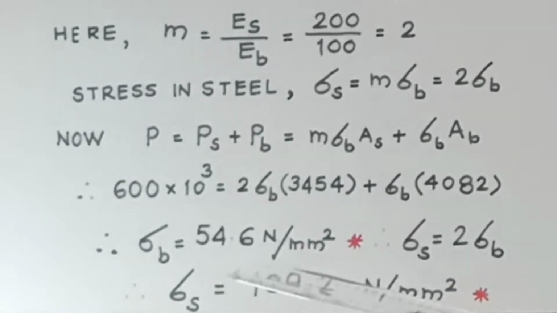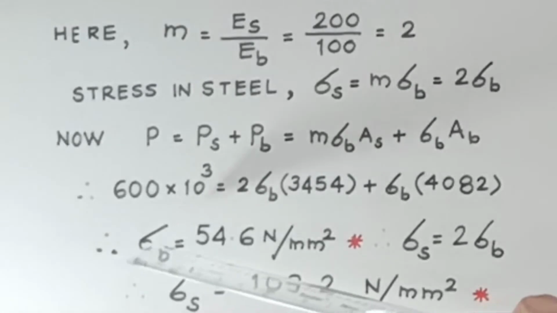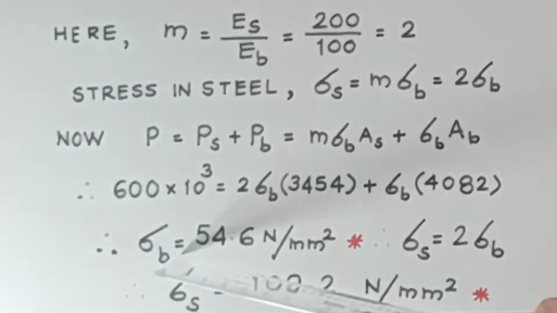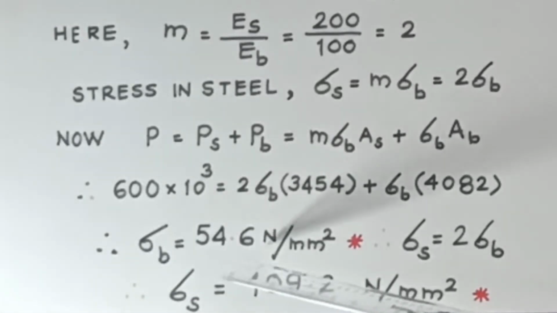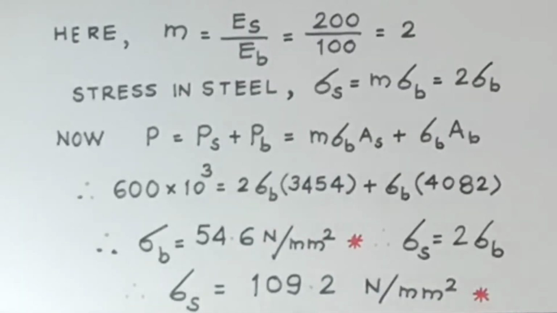Solve for sigma B. You will get the value of sigma B, that is the stress in the brass tube, as 54.6 Newton per mm square. Now we already know that sigma S is equal to 2 times sigma B. So multiply this by 2, and you will get the stress in the steel tube, that is 109.2 Newton per mm square.